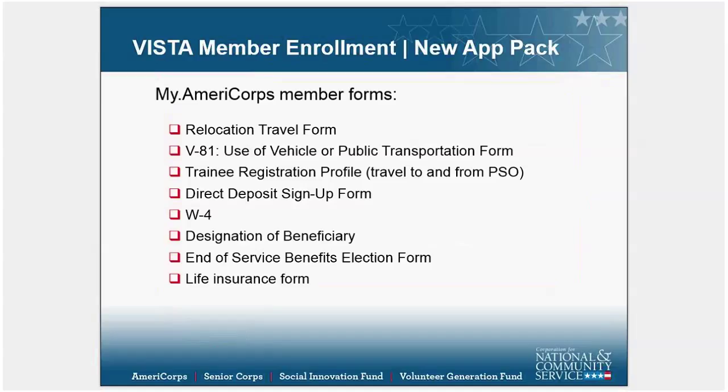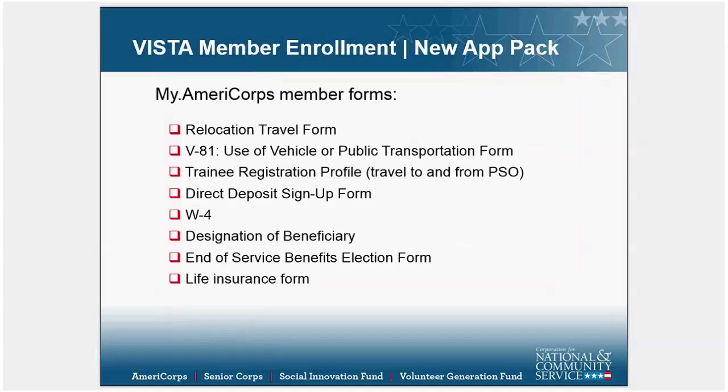The designation of beneficiary, that's the form that determines what happens to a VISTA member's last living allowance payment if they were to pass away. There's the end of service benefits election form, so if they want to choose the Ed Award or the cash award, and then whether or not they want to elect in the life insurance program.